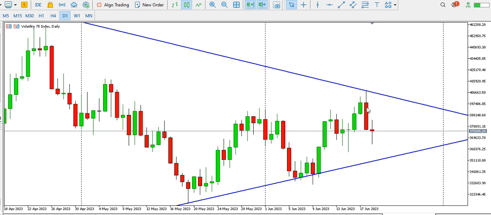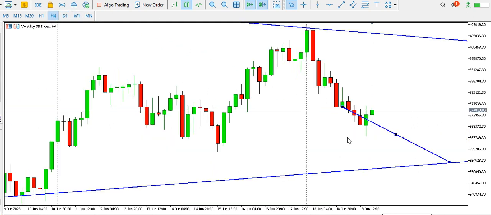bearish engulfing candlestick. This candle is engulfing this particular candle, and I expect price to drop to the range bottom. I'm talking about this ascending trend line for V75 on the daily time frame. On the 4-hour time frame, we have this bearish engulfing candlestick, and price has dropped due to that.